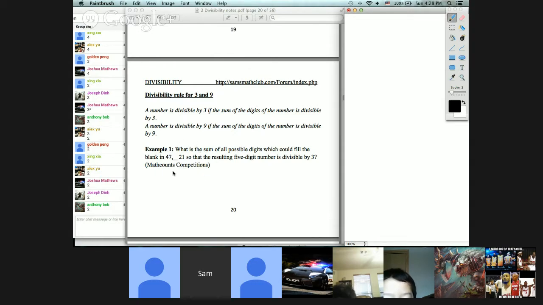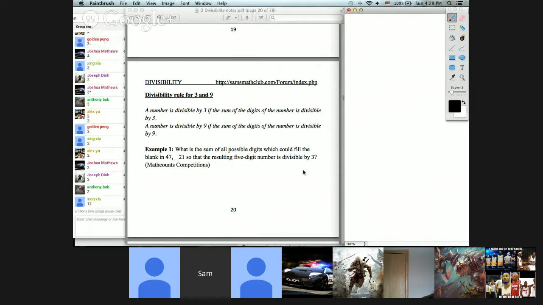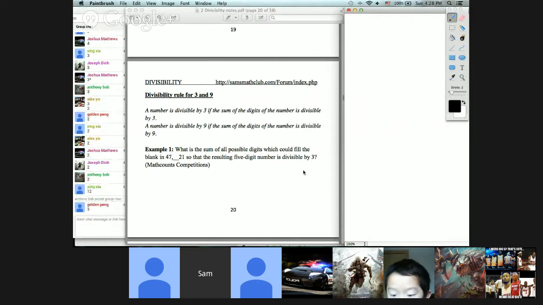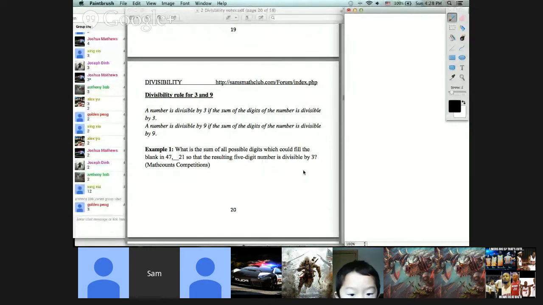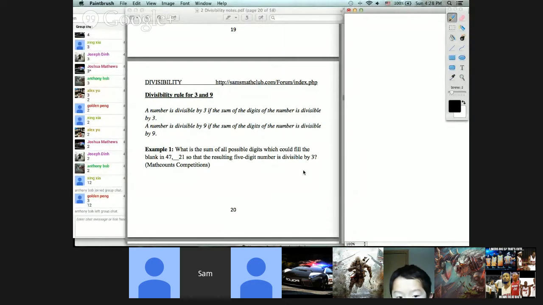So let's try this example from a real MathCounts competition. What is the sum of all the possible digits which could fill in the blank in 47_21 so that the resulting 5-digit number is divisible by 3? Right, so it has to be the sum. So that's a little tricky part.